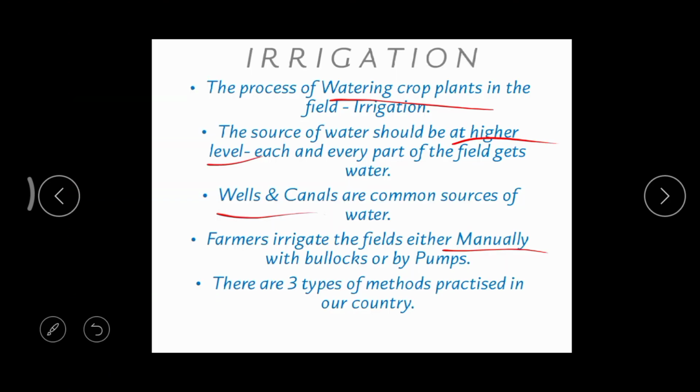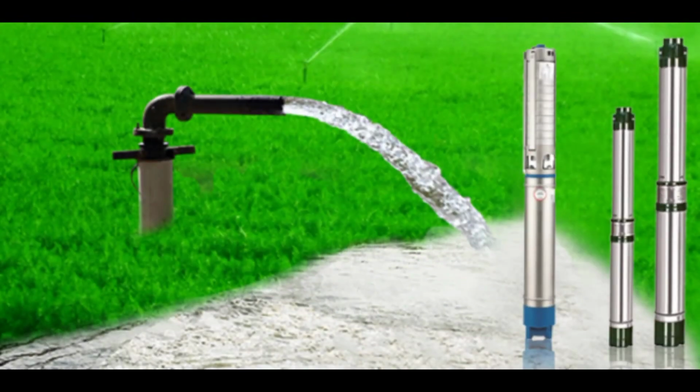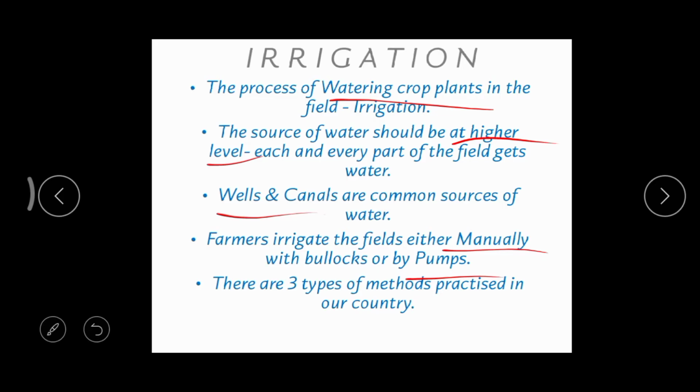And some people, what they do? They use the pumps, motor pumps, okay. So by using either electricity or diesel, they run them. So with the help of these pumps also we can supply water, okay. And here when we take irrigation, we can find 3 types of irrigation methods.